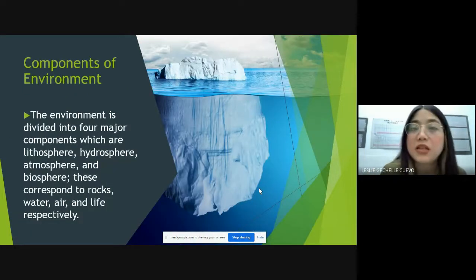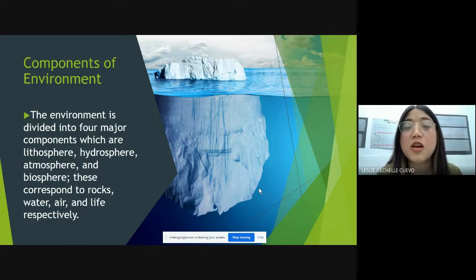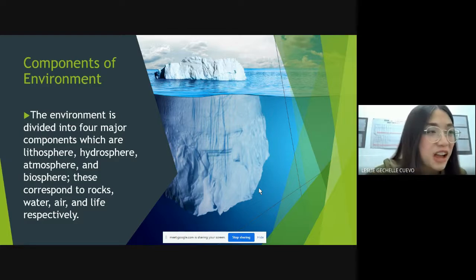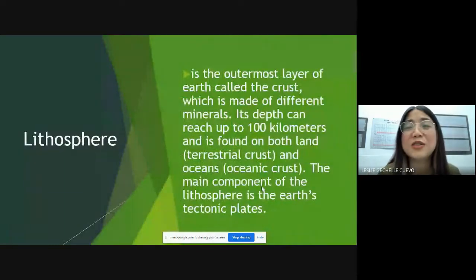Okay. So the environment, components of environment. The environment is divided into four major components, which are the lithosphere, hydrosphere, atmosphere, and biosphere. This corresponds to rocks, water, air, and life, respectively. Alam nyo na to, napag-aralan nyo na to nung high school. So review lang. Ano yung lithosphere?